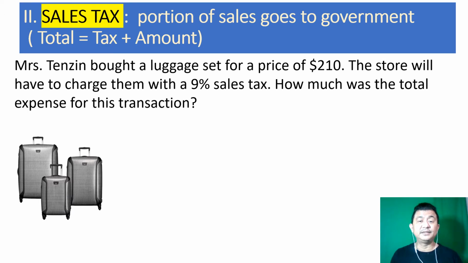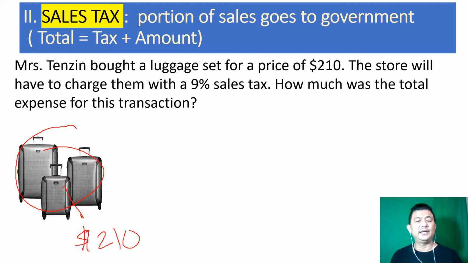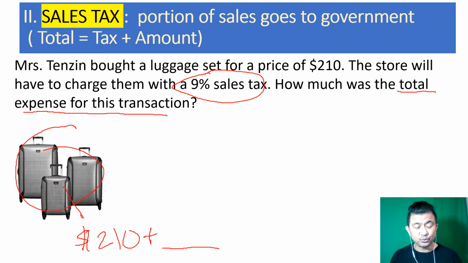Why? To provide money for the services, to provide salaries for public officials. Okay, now, Mrs. Tenzin bought a luggage set for a price of $210. The store will have to charge her a 9% sales tax. How much was the total expense for this transaction? At the end, she will have to pay more. So 210 plus the tax, which we don't know, is what the total transaction is.